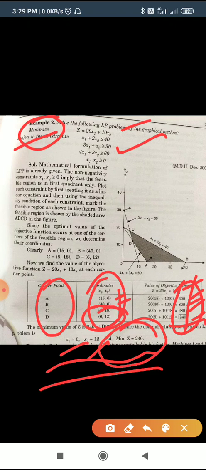So this is the graphical method to solve the linear programming problem.